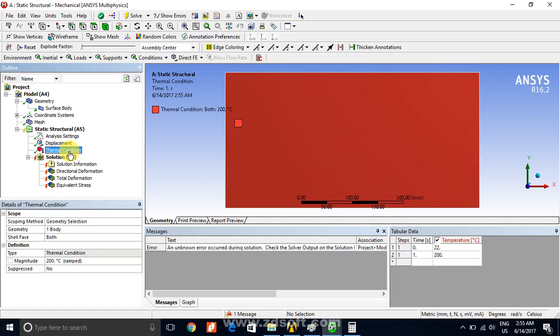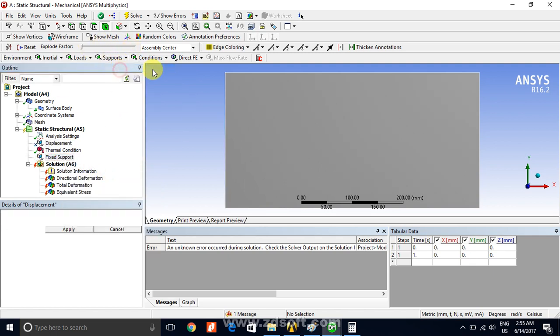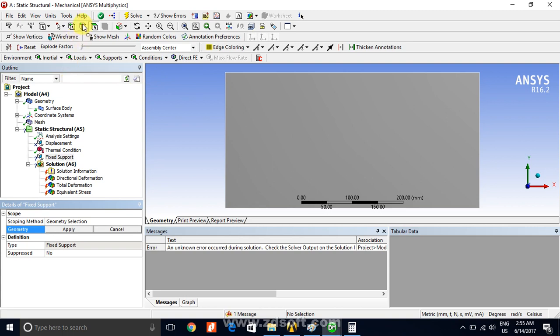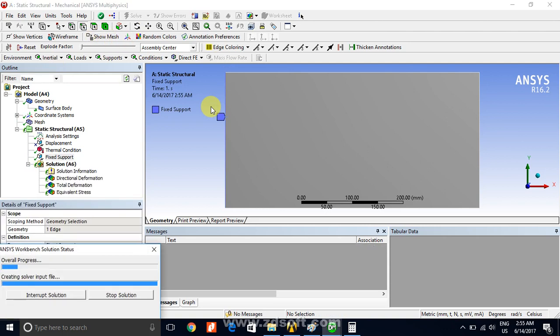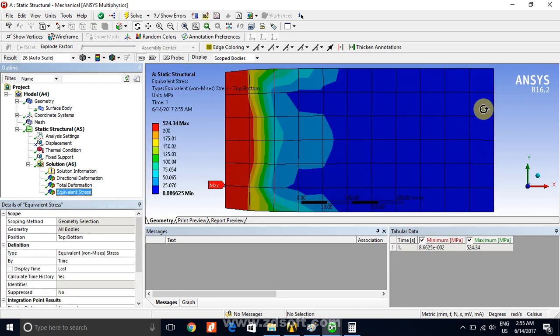It is not solved. Okay, do one thing, just fix it here. Now the equivalent stress is actually coming 524.